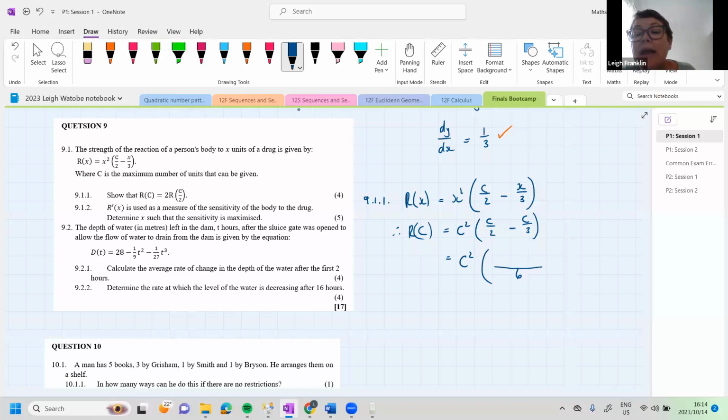Okay, so here 2 goes into 6 3 times. So this would give us 3C over here, minus 3 goes into 6 2 times. So this would give us 2C over there. So we're going to end up with C squared multiplied by C over 6, which gives us C cubed over 6.